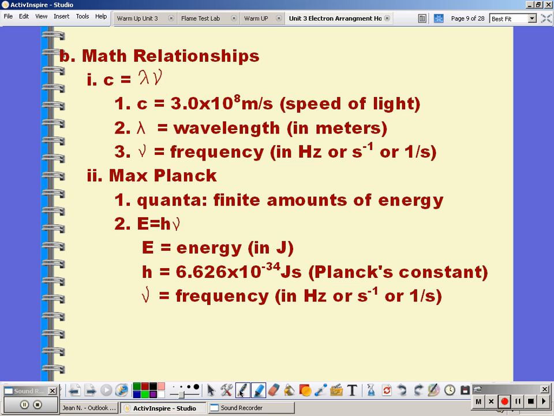So we have two major formulas in this unit. E equals h nu and c equals lambda nu. Both of those are given to you on your reference table. But there's a third option.